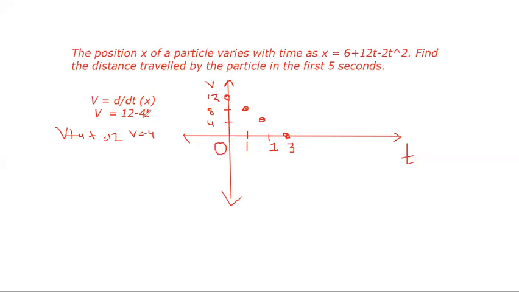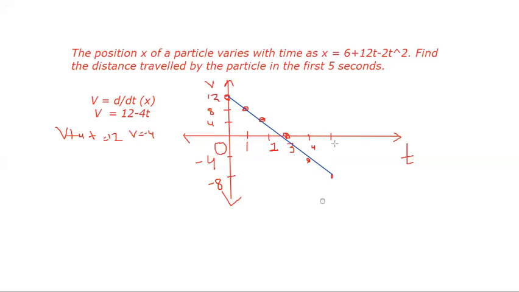So at t = 4, it is -4, somewhere around here. And at t = 5, it is -8, I think, right? Minus 8, somewhere around here. So what do you get? You get a straight line through these points, right?